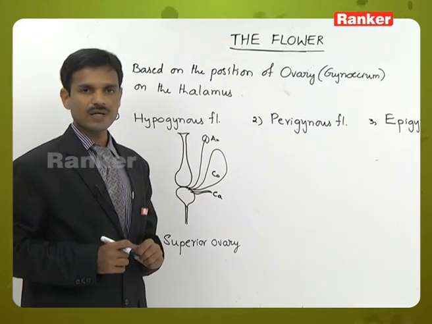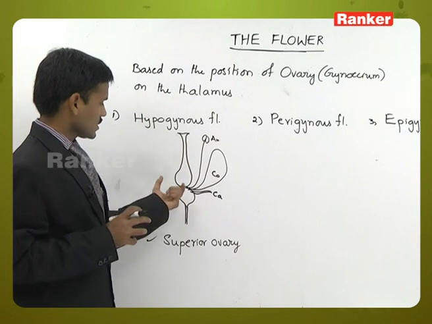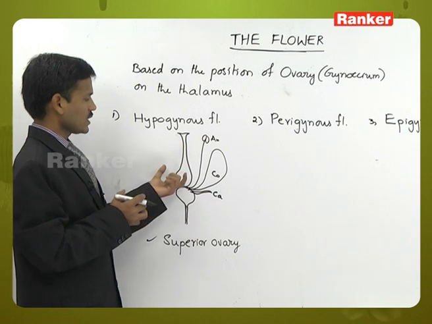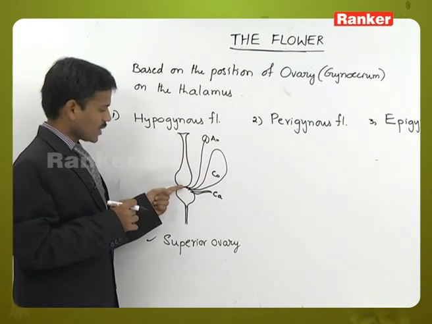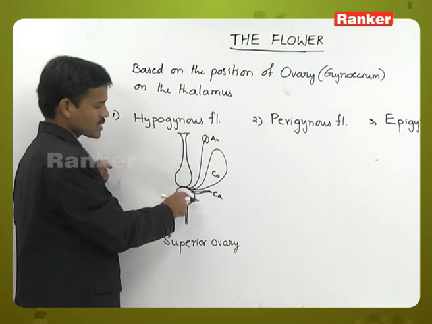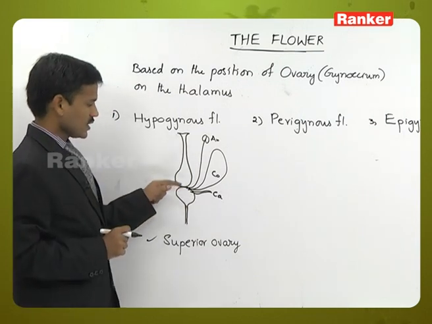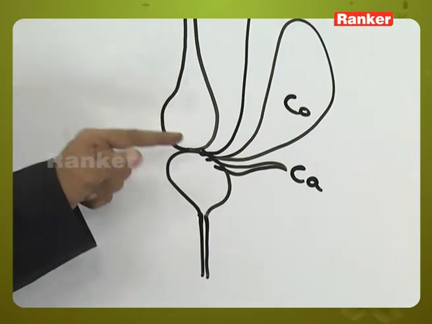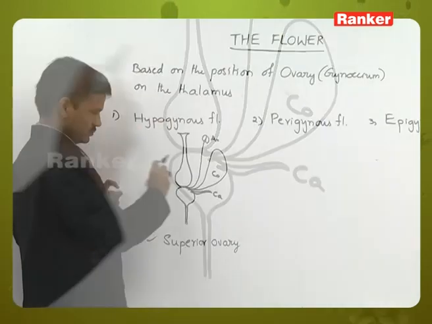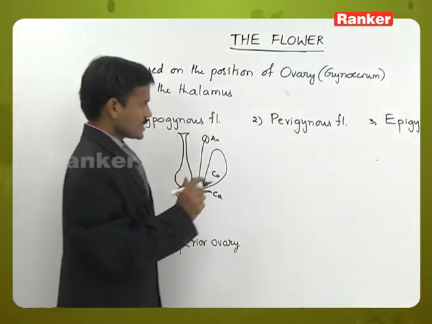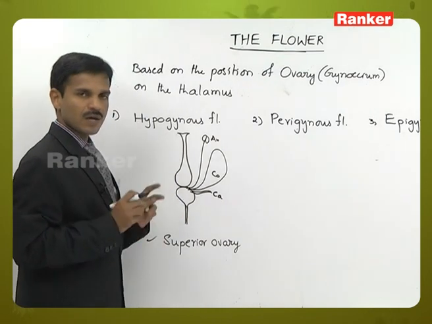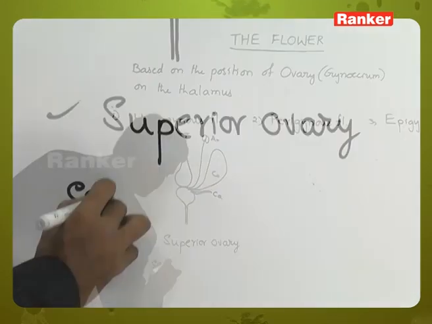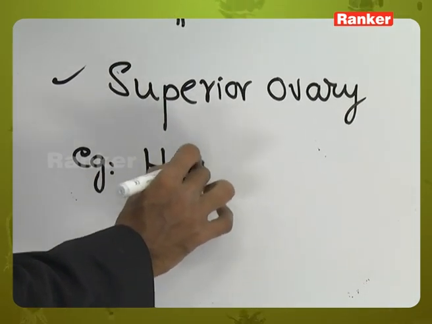This flower is a hypogynous flower. On the thalamus, generally the thalamus is convex shaped. On this thalamus, the gynoecium is arranged, and below the ovary all the floral parts are attached or arising. So that's why the ovary or gynoecium position is superior, superior ovary or superior gynoecium. And this type of flower is generally observed in hibiscus.